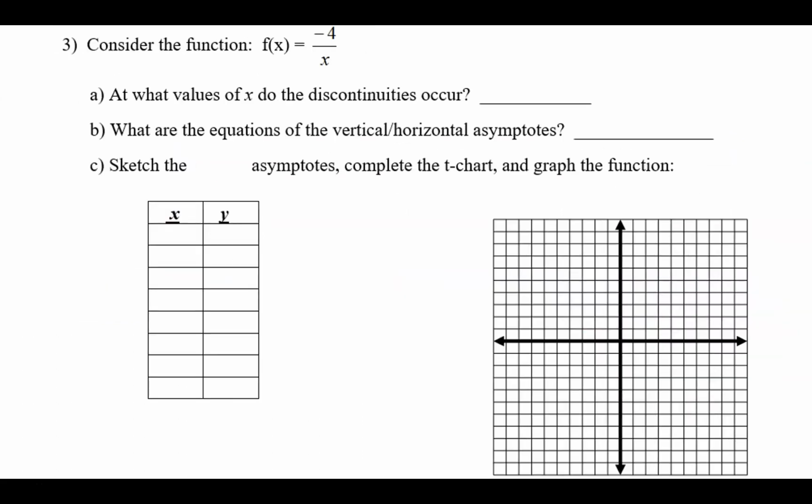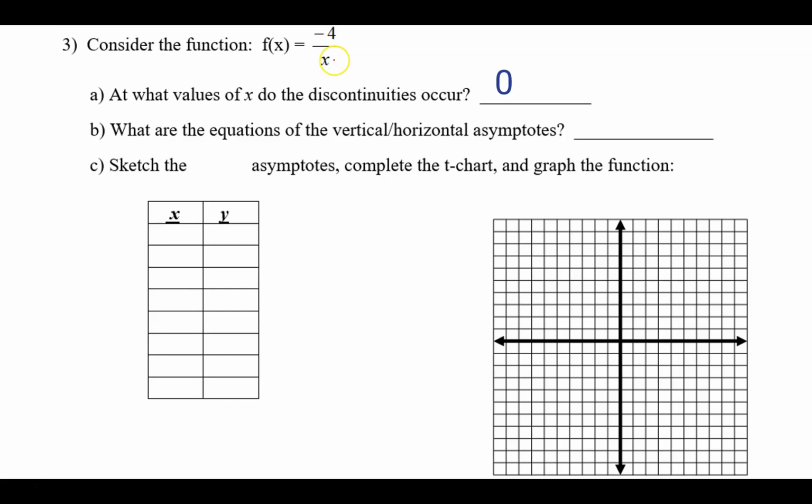One more. Consider the function negative 4 over x. What values of x can we not have? Well, the only thing I can't have is x equals 0, right? Because then that would be 0. So 0 is not going to work. What are the equations of the vertical and horizontal asymptotes?